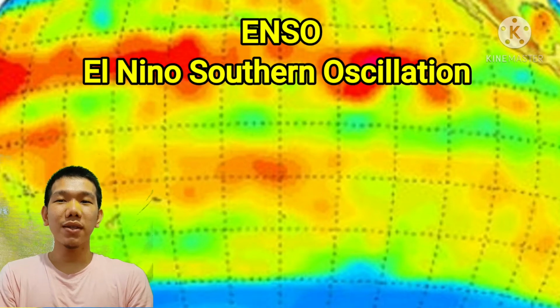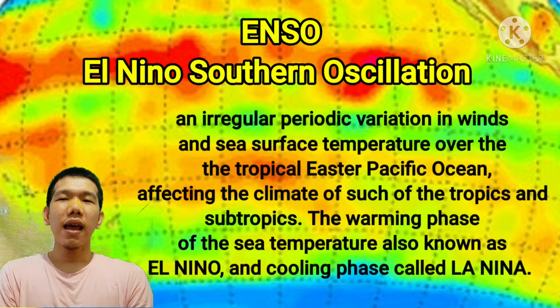The acronym ENSO, or the El Nino Southern Oscillation, is defined as an irregular periodic variation in winds and sea surface temperature over the tropical Eastern Pacific Ocean, affecting the climate of much of the tropics and the subtropics. The warming phase of the sea temperature is also known as El Nino, and the cooling phase is also known as La Nina.